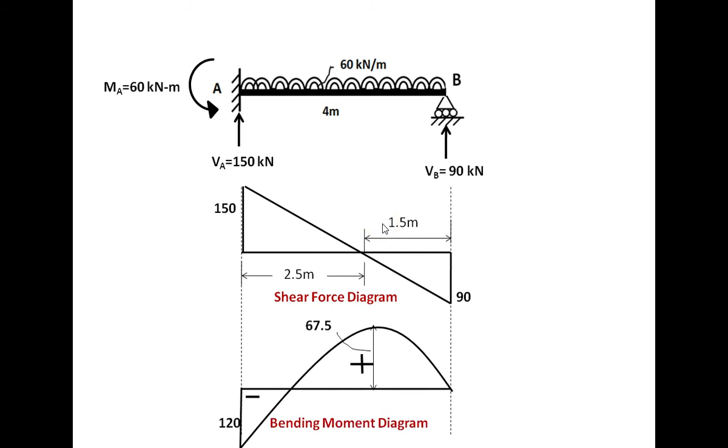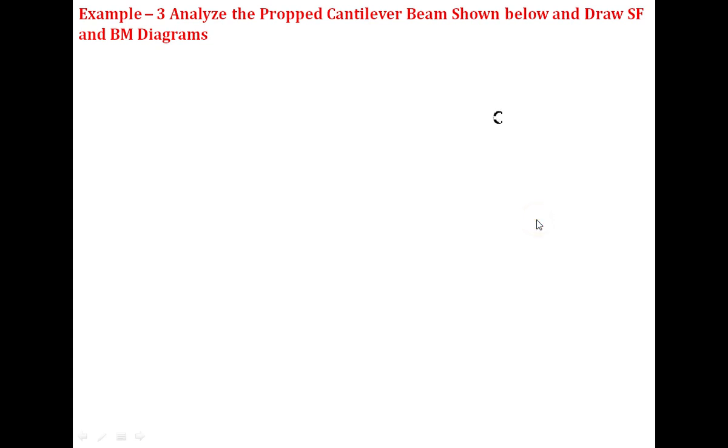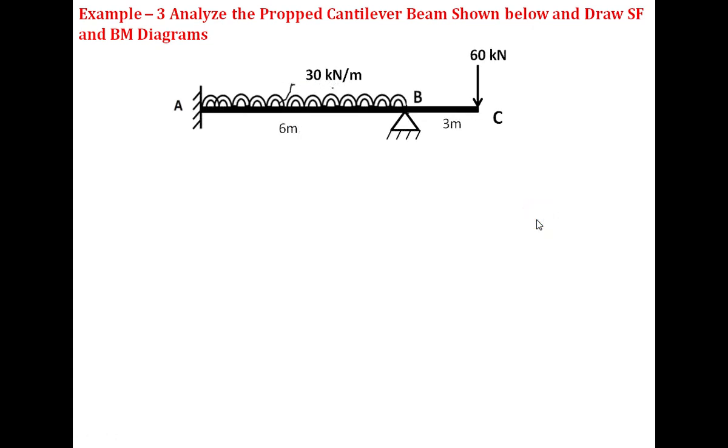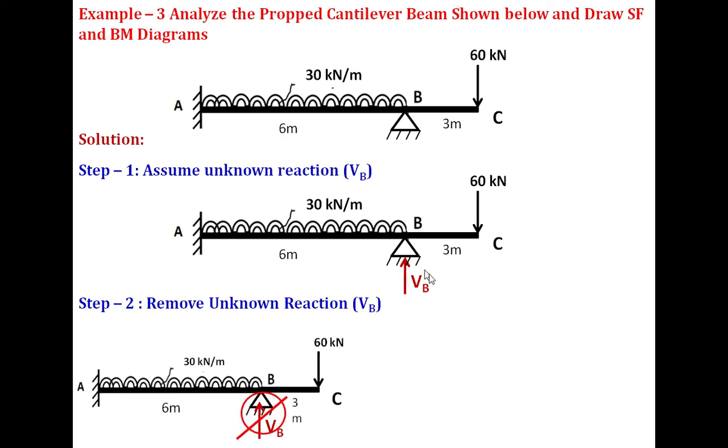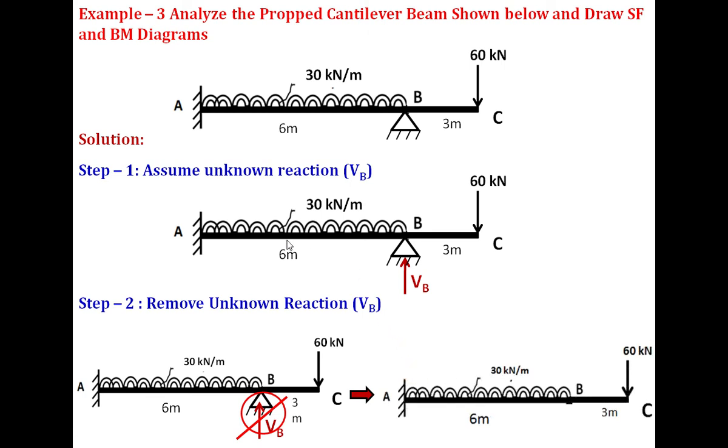So this is how we get the shear force and bending moment diagram for this problem. Let us consider one more problem. Here again a propped cantilever beam with an overhang is considered. Here again we want to take VB as the unknown force. So as a part of the solution, in the first step, we have to remove this unknown reaction and make the structure determinate. So it will become a cantilever beam of 9 meters span like this.